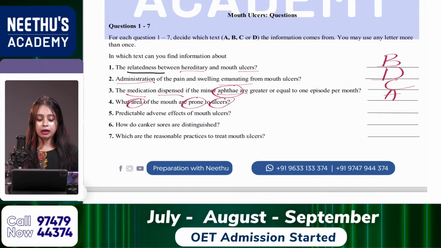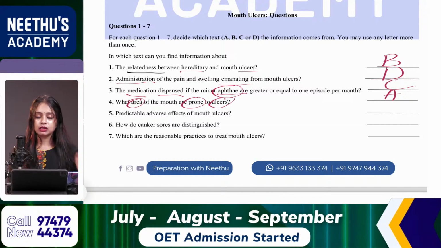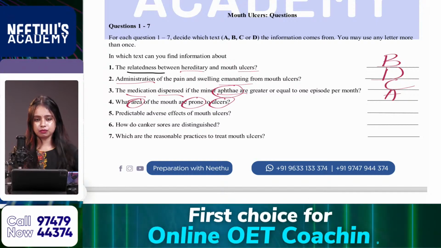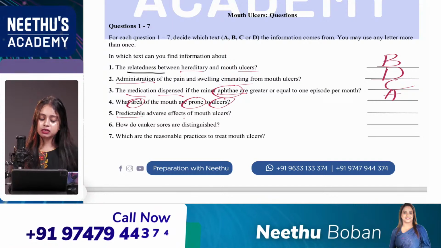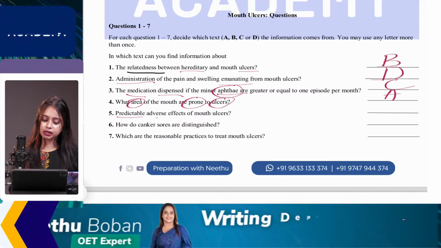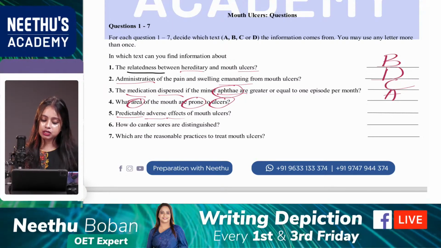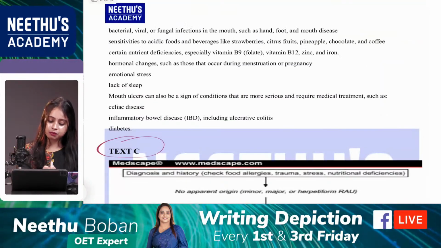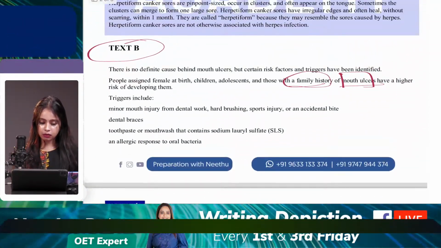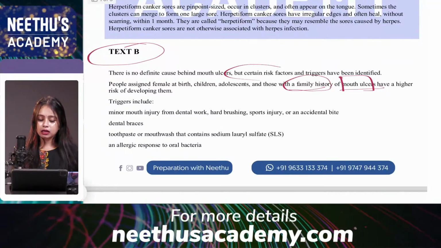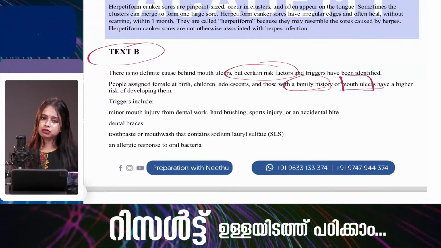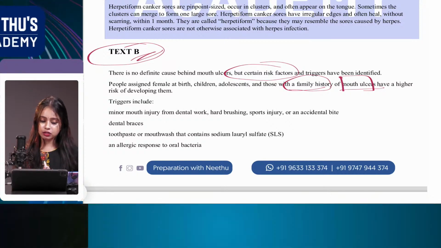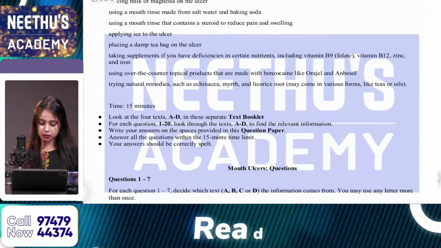Then the fifth one, predictable adverse effects. Here predictable means common, typical. So common adverse effects of mouth ulcers. So what is your answer here? Adverse effects are mentioned in text B. See, certain risk factors, adverse effects. So what are the risk factors mentioned? So that is all about B. So the answer is from B.